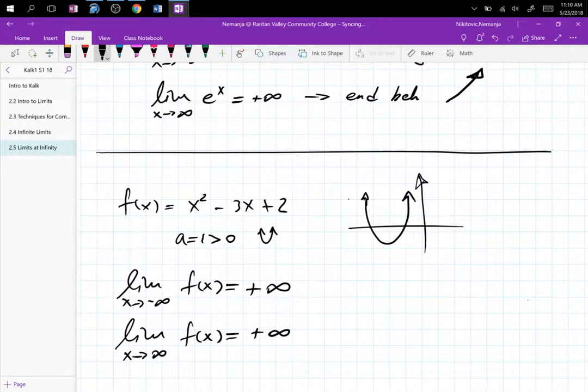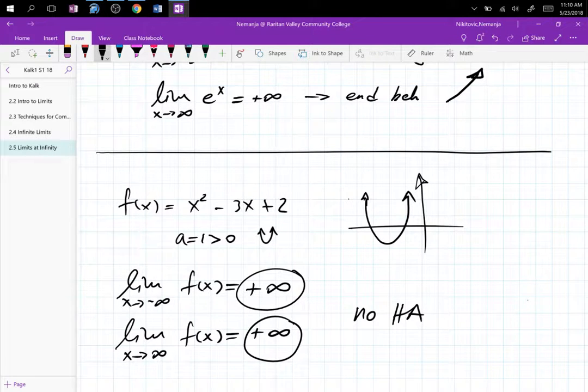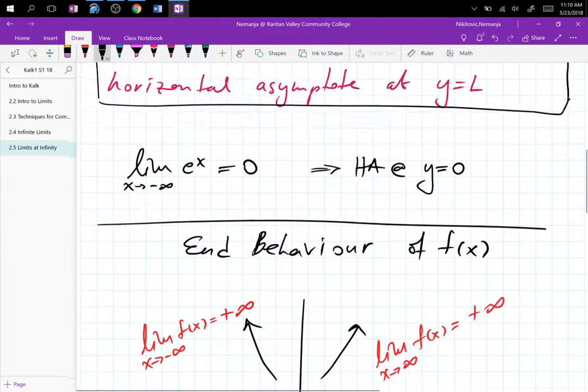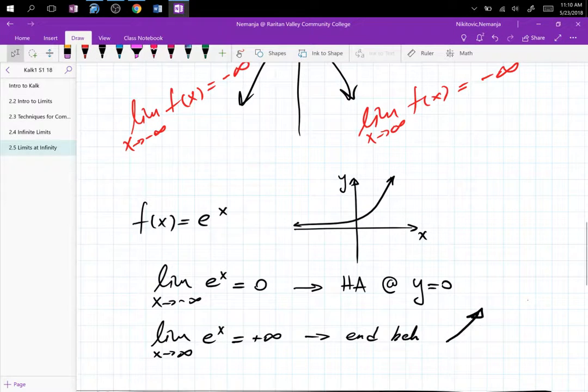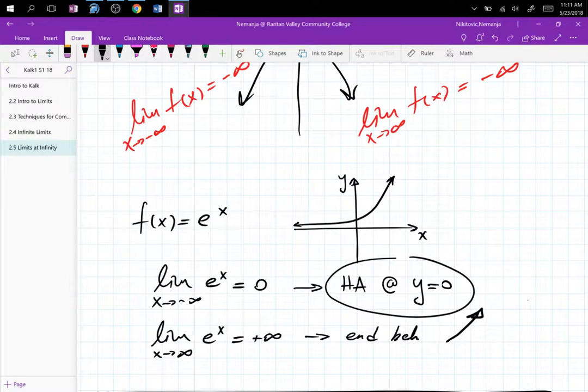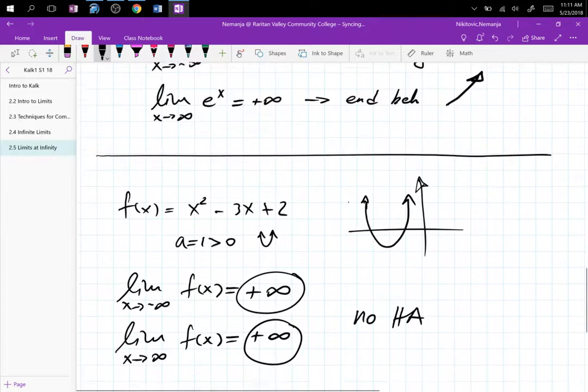Neither of these two gave us a finite value, which means there is no horizontal asymptote, right? No horizontal asymptote. We just have end behavior. And end behavior says the right part of the graph goes up forever. For the exponential function, as you can see, the left part of the graph settles at the asymptote, and the right part of the graph goes up forever. And you can match that to the picture immediately.